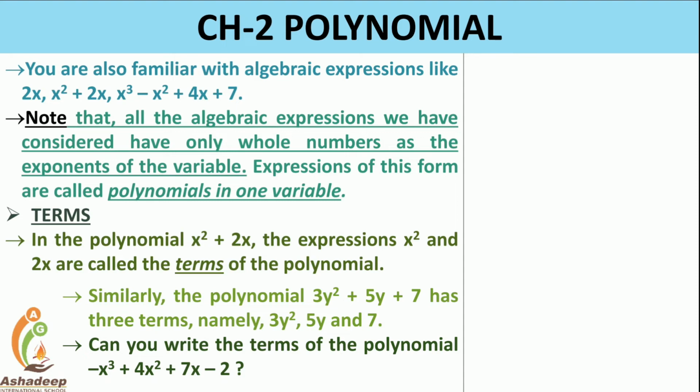Similarly, 3y square plus 5y plus 7 has 3 terms, namely 3y square, 5y and 7. Can you write the terms of the polynomial? Simple. How can you write it down? This is the first term, minus x cube. The second term, 4x square. The third term, 7x. And the fourth term is minus 2. Okay.